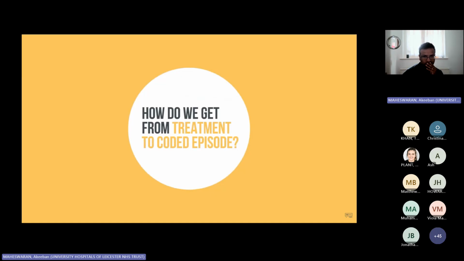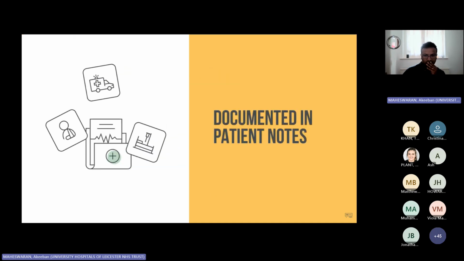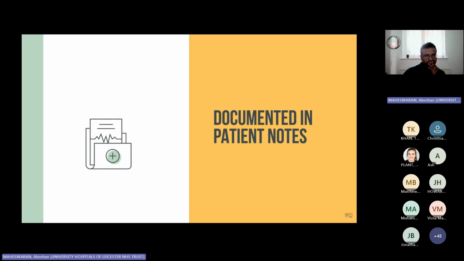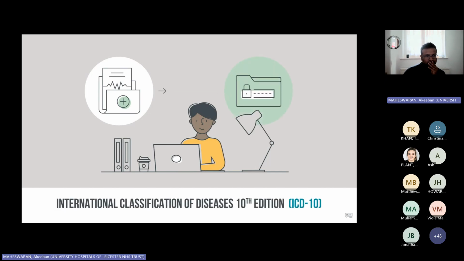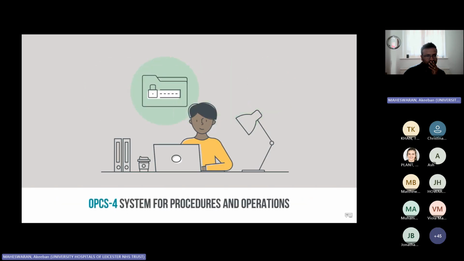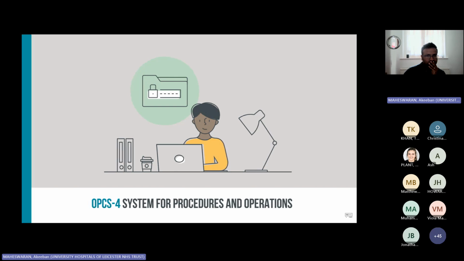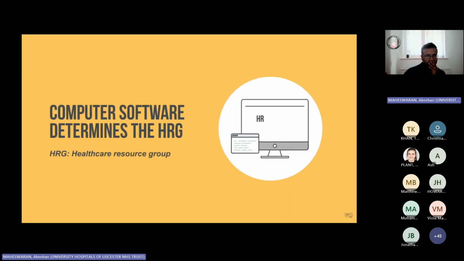So how do we get from treatment to coded episode? All care delivered during a patient episode is documented in the patient notes. Once the episode is complete, the notes are sent to clinical coding, where trained clinical coders carefully read through the notes and allocate the appropriate alphanumeric codes. For diagnoses, they use the International Classification of Diseases 10th edition, ICD-10, which comprises over 16,000 codes. And for procedures and operations, the OPCS Classification of Interventions and Procedures version 4.9, which has over 4,000 codes. The codes are entered in computer software which determines the Healthcare Resource Group, HRG. Most, but not all, HRGs have an associated tariff.